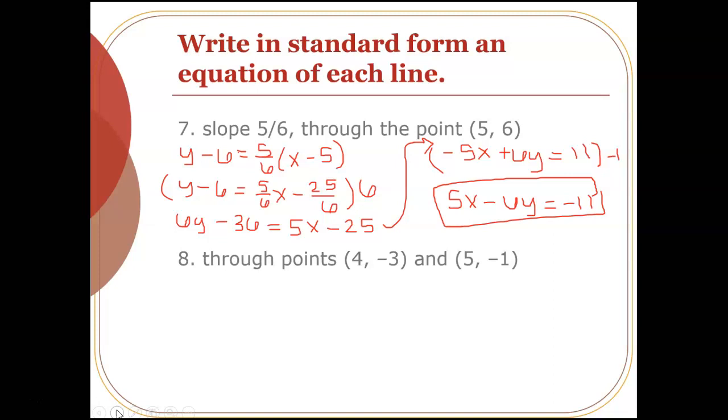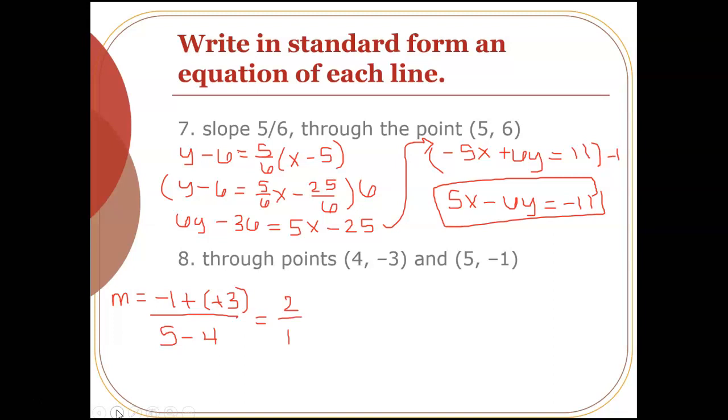Now, the last one's a little bit trickier because they didn't give you a slope, they gave you 2 points. So you can't plug in point slope form without a slope. So the very first thing I have to do is find my slope. So I see that my slope is 2.